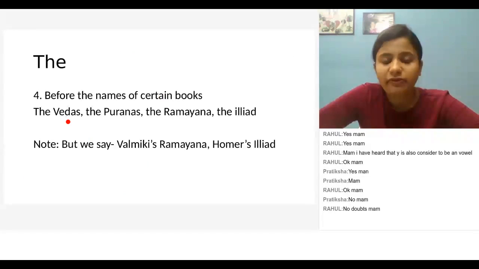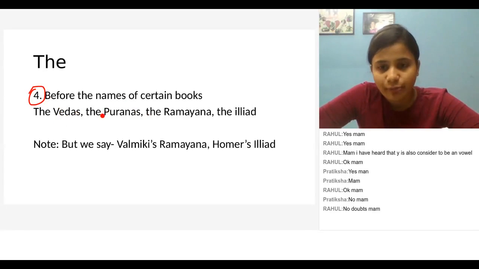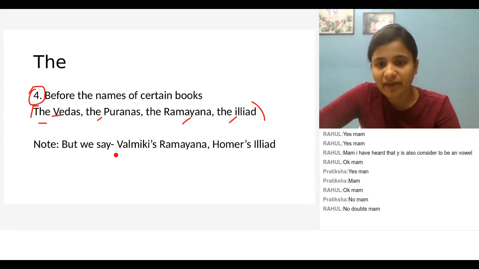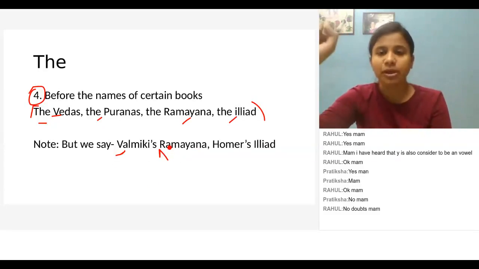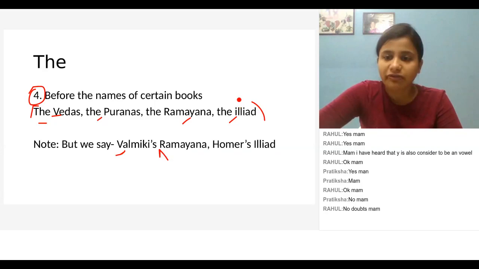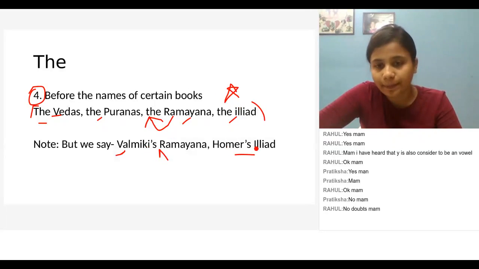Now before names of books. So this is the fourth rule of the. Whenever you have the names of the books, then you say the Vedas, the Ramayana. There is a book called Iliad or the Puranas. But when the sentence starts in this format, we will put a the. But when we are associating it with the author or when we have another proper noun before it, we'll say Valmiki's Ramayana. Then we will not have a the. So before a given article, you'll even have to see what is at the beginning of it. If you're just talking about the book, and there is no proper noun or common noun before it, then it will have a the. But here there is no need of the, or Homer's Iliad.